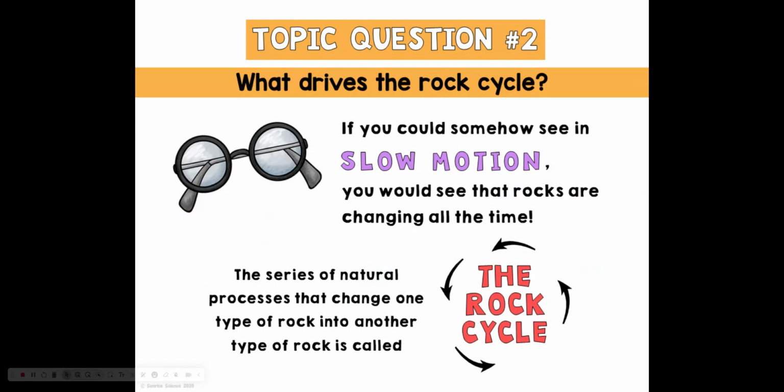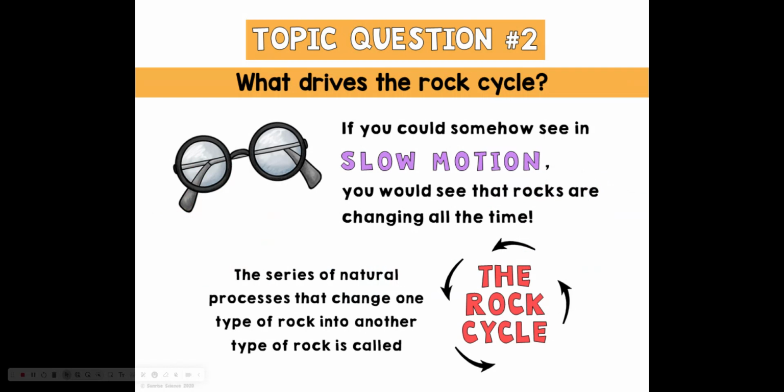Okay, we are now on topic question number 2. On the left-hand side, you need to fill in what drives the rock cycle. If you could somehow see in slow motion, you would see that rocks are changing all the time. It happens so slowly that you usually don't see it in real time at all. You would have to see it over a long period of time. The rock cycle is a series of natural processes that change one type of rock into another type of rock, and that is the rock cycle.